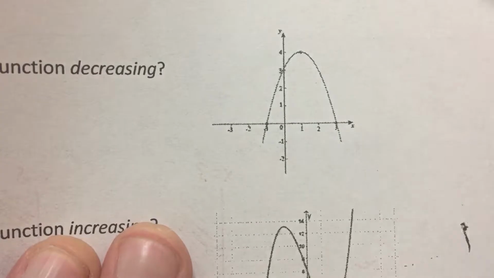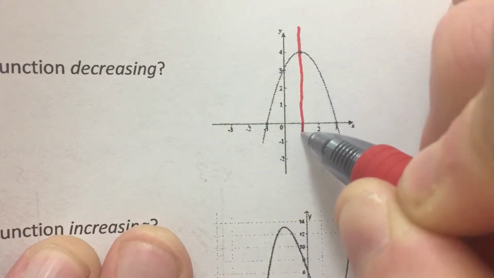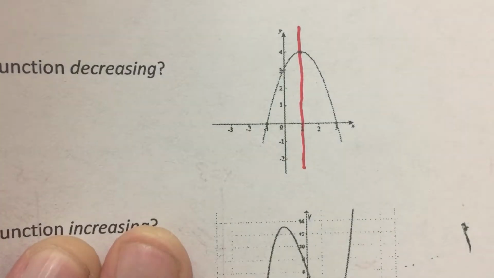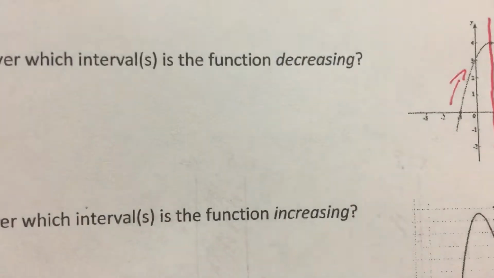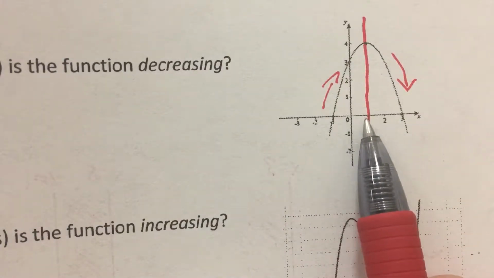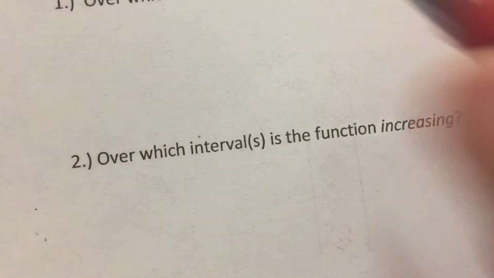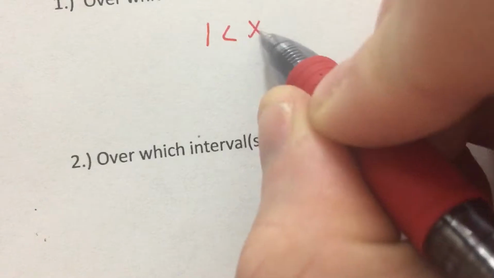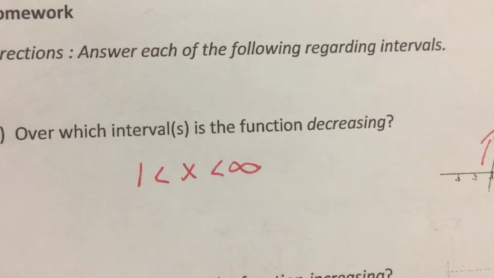And here we have a parabola. It looks like if I were to draw a vertical line right here, I would split it into two. It's increasing on the left, then it starts decreasing on the right. And that's what it wants to know. Where is this function decreasing? Well, starting at positive 1 on the x-axis, on and on till the end of time, or positive infinity, this thing is decreasing. So from 1 until infinity, we are decreasing.